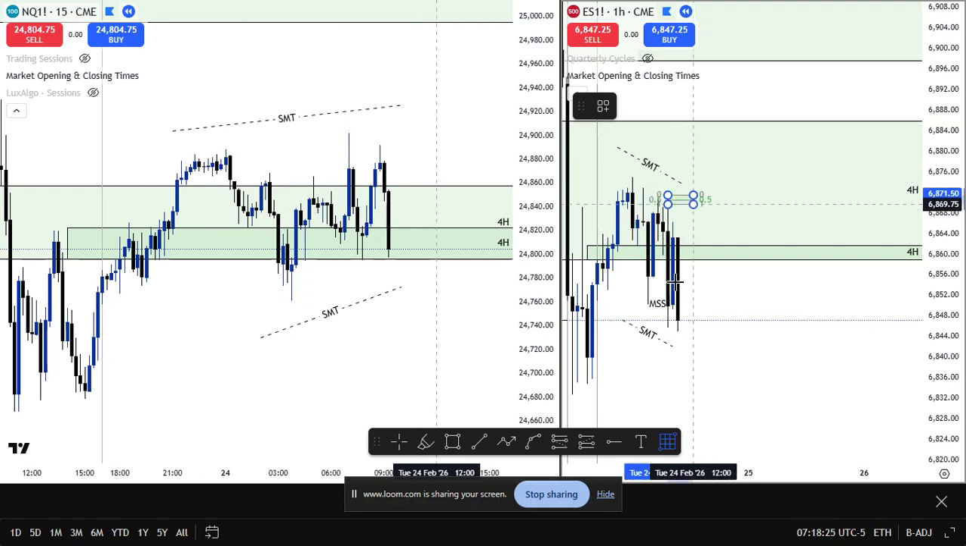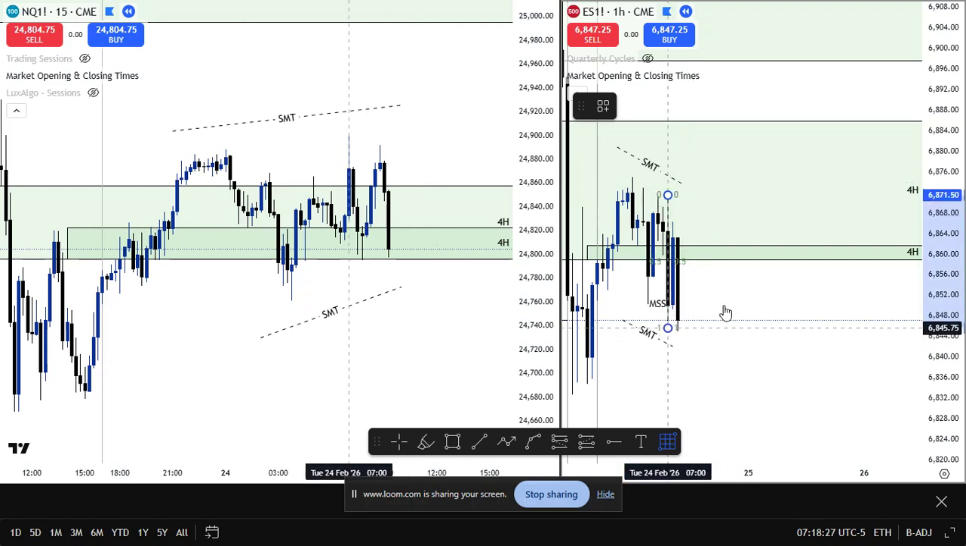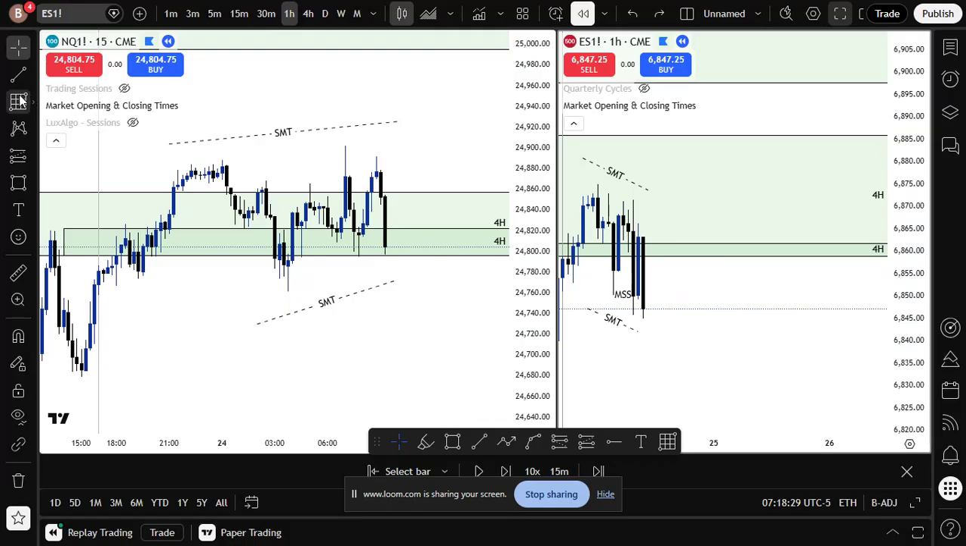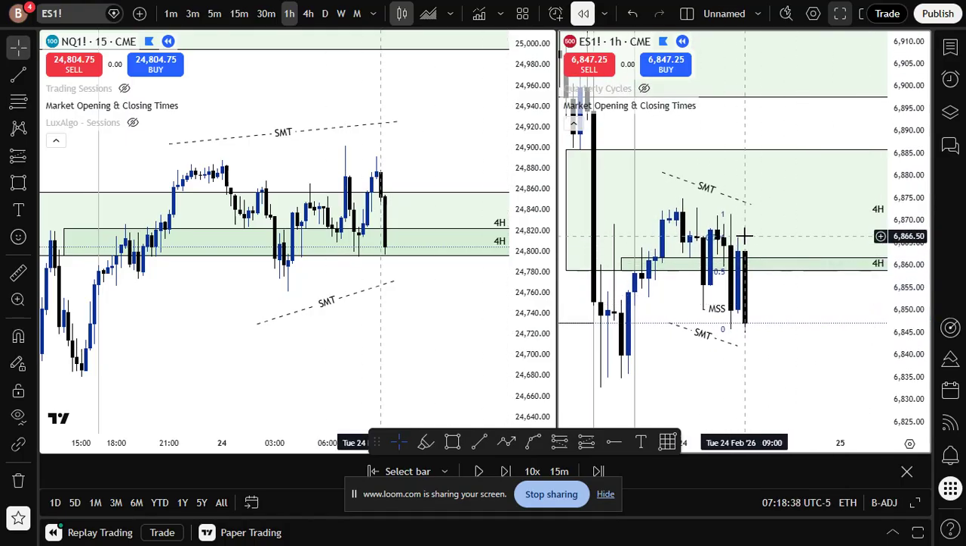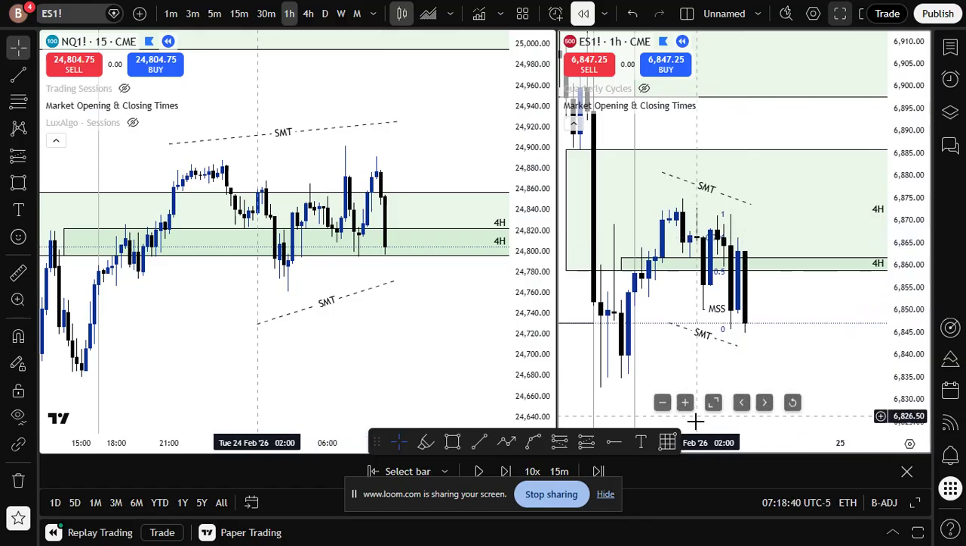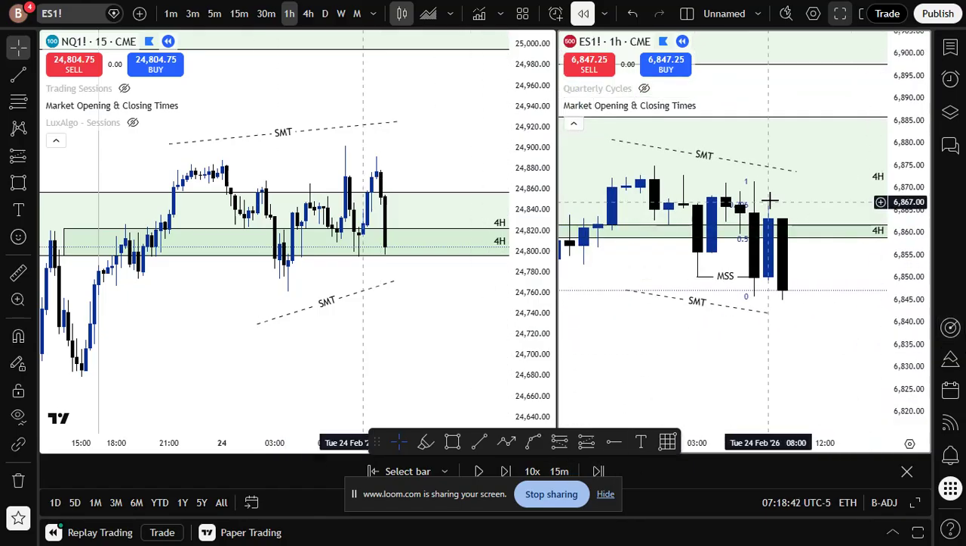At the same time, price came back into OTE. I'm almost sure it came into OTE. No, I'm not sure, but I need to check it. I just think so. It almost came to an OTE. Oh no, it's perfect. Wow, that's so perfect.